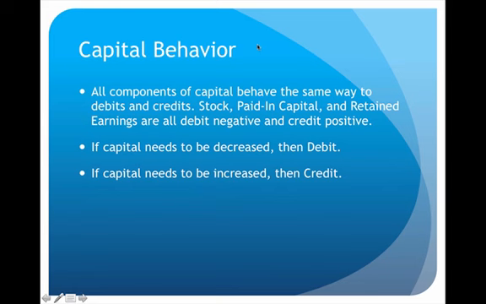Now, if we're going to have different equity components, it's very important for us to understand the behavior in terms of debits and credits. The good news is that all the equity components actually behave in the same manner. So whether you're dealing with stock or paid-in capital or retained earnings, they all behave the same way: debit negative and credit positive. So if we want any of these components to be decreased, we will debit. If we want any of these components to be increased, then we would credit. So that is the pattern of behavior that you always see with these capital components. And remembering that is very helpful as we go through and work on our journal entries.